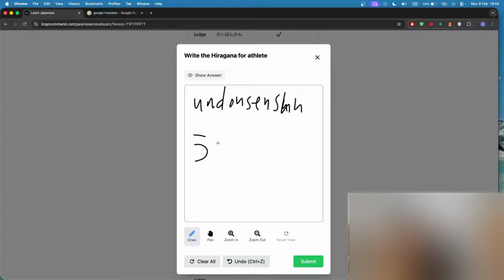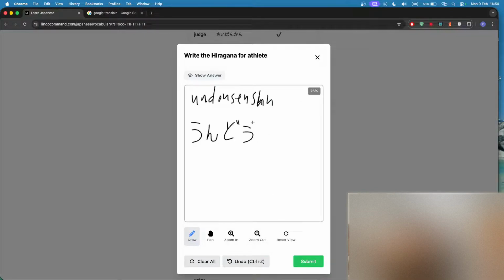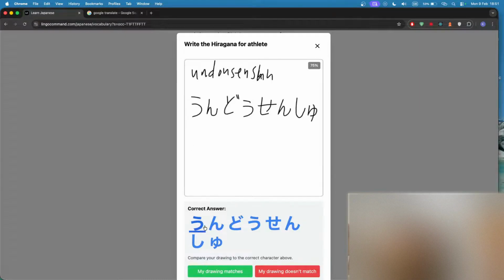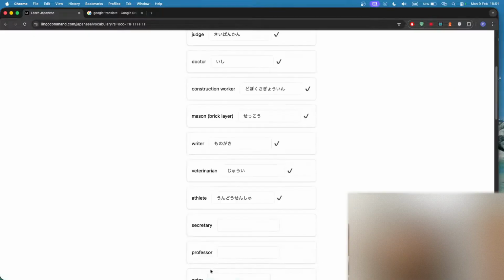So let's give this a go. So this is un. Do. I'm not sure about this, but I think there's a u here. And then it's sen. And then we need shu. So here we're going to write shi and yu. And I don't think there's a u here at the end. So I think it's undo senshu. Undo senshu. So that's a perfect match. Fantastic.